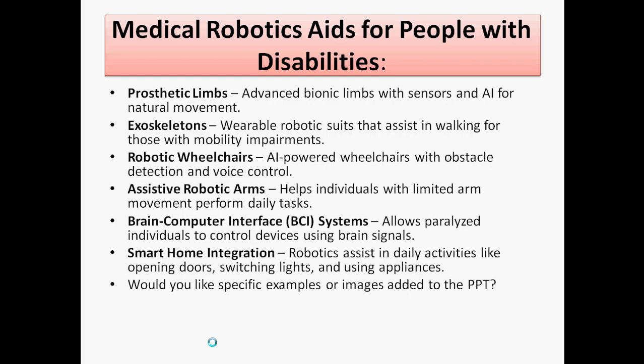The next is assistive robotic arms. They help with limited arm movements so that the person can perform daily tasks. So we can do this with the robotic arms. The next is the brain computer interface, that is BCI. It allows paralyzed persons to control devices using brain signals. So that is also called BCI, brain computer interface.